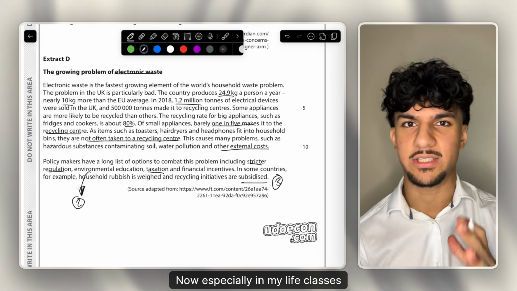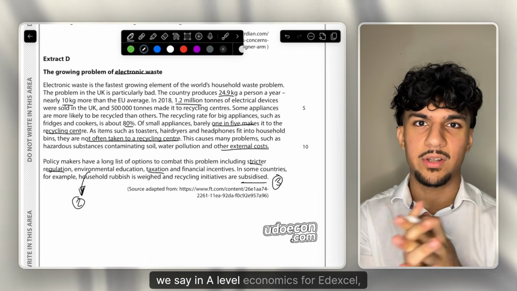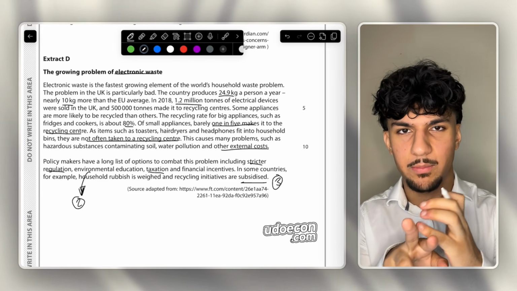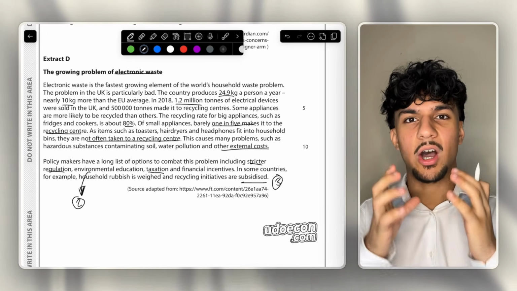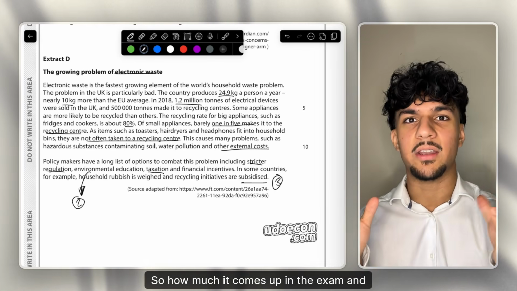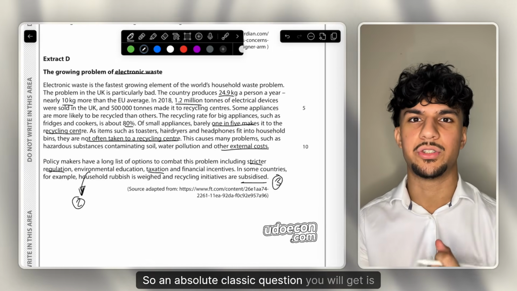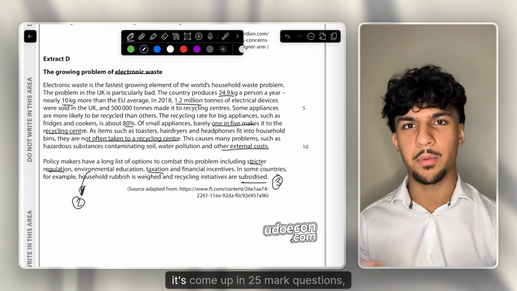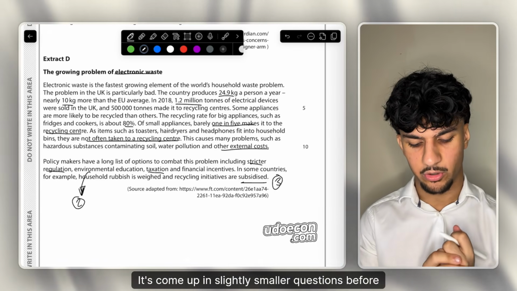Now, especially in my live classes, since market failure is such a common topic, we say in A-level economics for Edexcel, the 3 big topics, and especially the 2 big topics, are market failure and market structures. That is by yield, that is by weighting, so how much it comes up in the exam, and accounting for how much content they make up as well. So an absolute classic question you will get is how to solve a market failure. Just like this, it could come up in 25-mark questions, it's come up in 15s, it's come up in slightly smaller questions before as well.